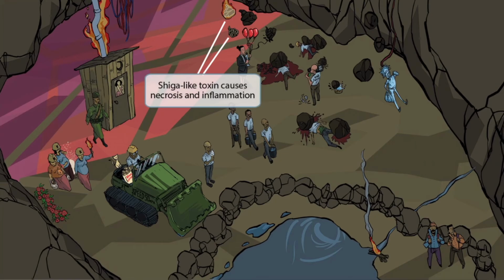Finally, you can see that we've shown one rock that is on fire and another rock that is riddled with black spots. The rock on fire represents inflammation, and the black spots on the other rock represent necrosis, because necrosis results in black dead tissue. These 2 rocks are here to help you remember that Shiga-like toxin causes necrosis and inflammation. Okay, that's everything you need to know about EHEC.